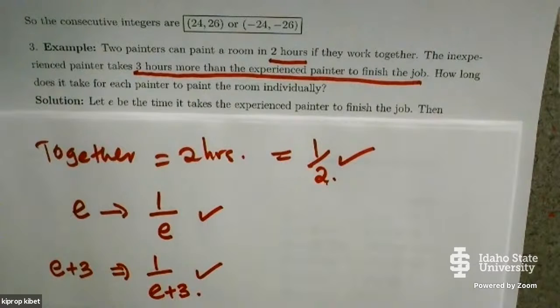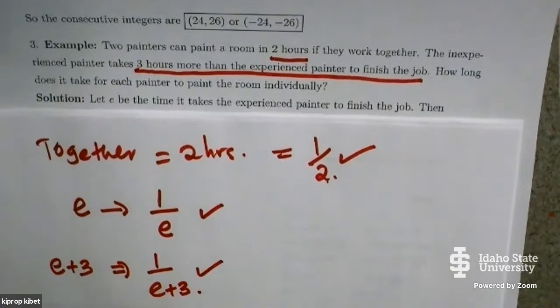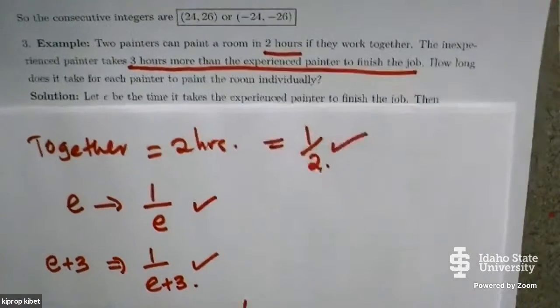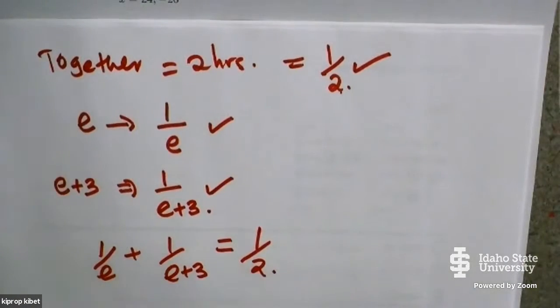So therefore, we now formulate the equation. It will now be 1 over E plus 1 over E plus 3 equals 1 over 2, for the total if they work together is 1 over 2. Why do you have to put it as 1? Because in 1 hour, that guy will have done 1 over E of the job. In 1 hour, this guy will have done 1 over E plus 3 of the job. In 1 hour, if they work together, they will have done 1 over 2 of the job.